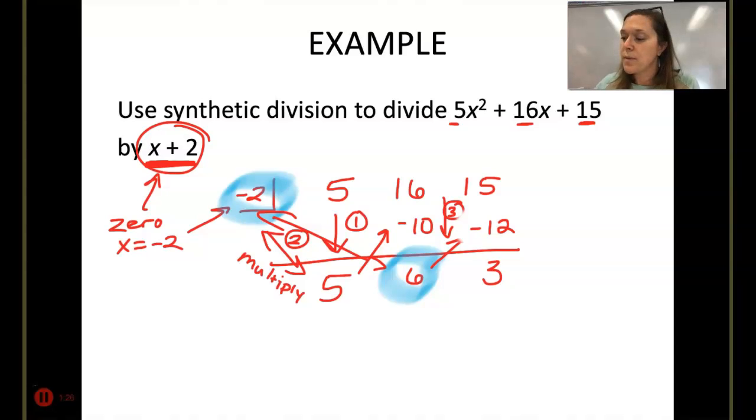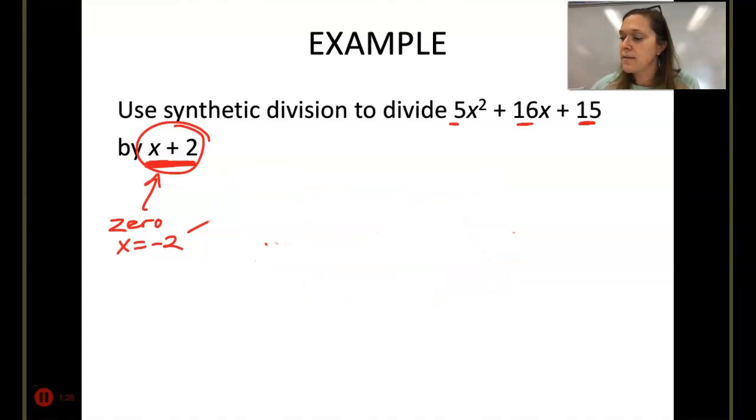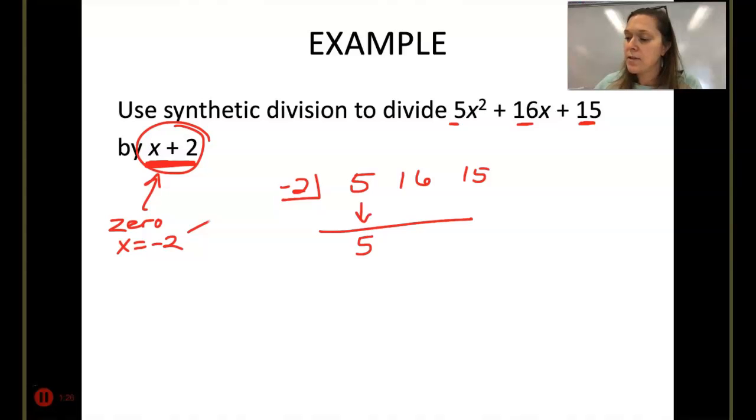Okay, so let me go through this without all this craziness. You need to go back and get all that down. I have a negative 2 in my half box. That's where the zero came from. I have my coefficients of 5, 16, and 15. Our first move is to bring down that 5. Then negative 2 times 5 gets negative 10. Put that underneath my next coefficient. Add straight up and down gets me 6. Negative 2 times 6 is negative 12. Put that underneath your next coefficient. Add straight up and down gets me 3.